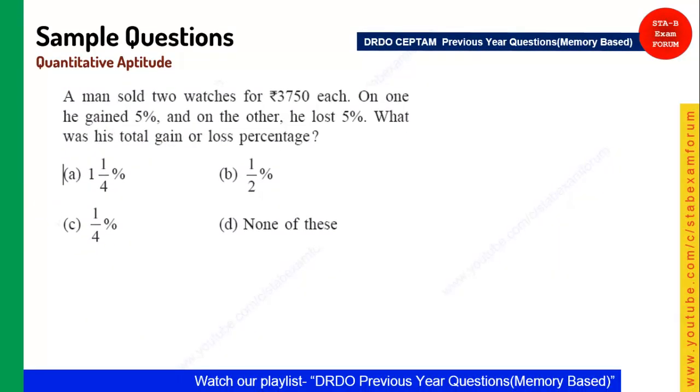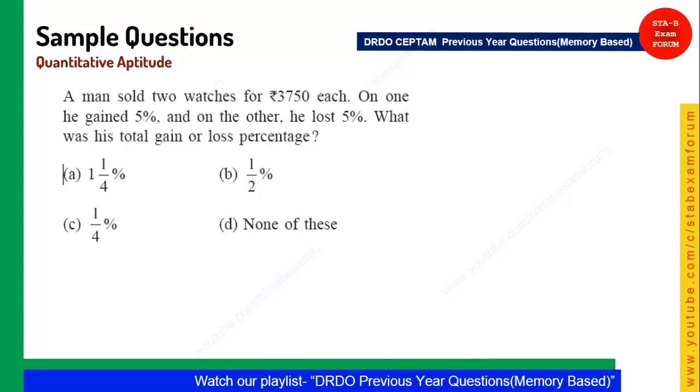Okay, this is from profit and loss. Your time starts now. Time's up, student. You must go through these types of questions also. So in this type of question you should do everything in percentage. So this number is not required at all. I will show you how this number is not required at all.